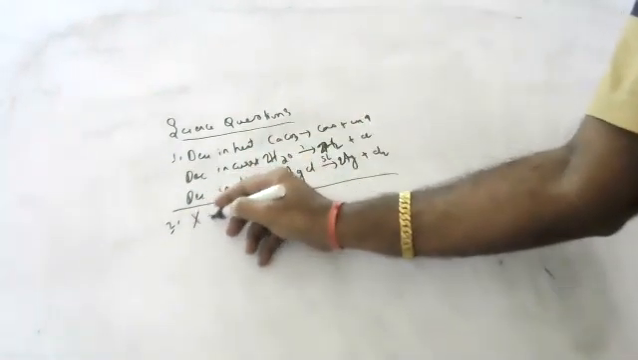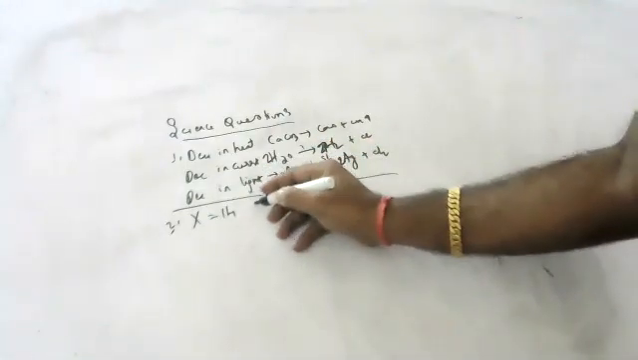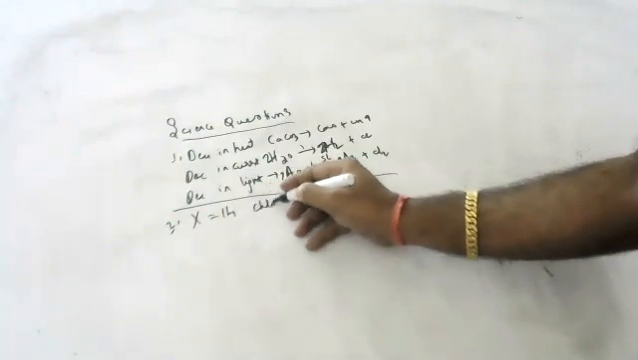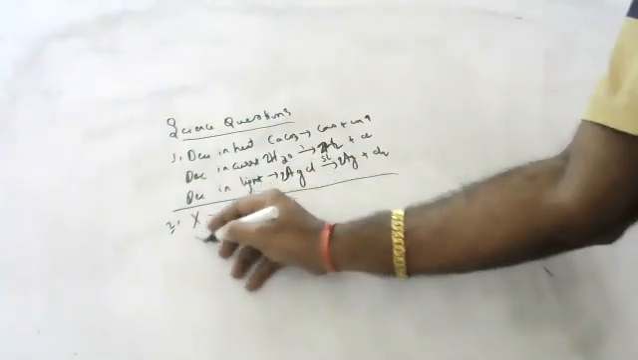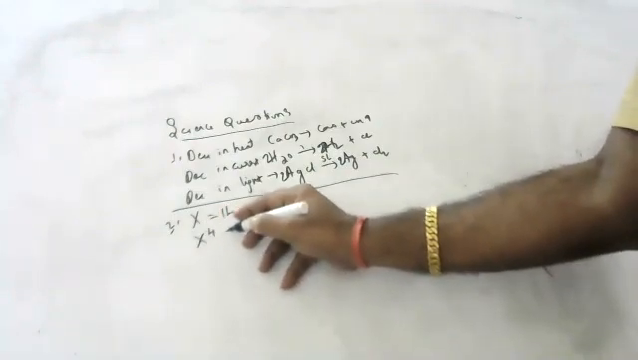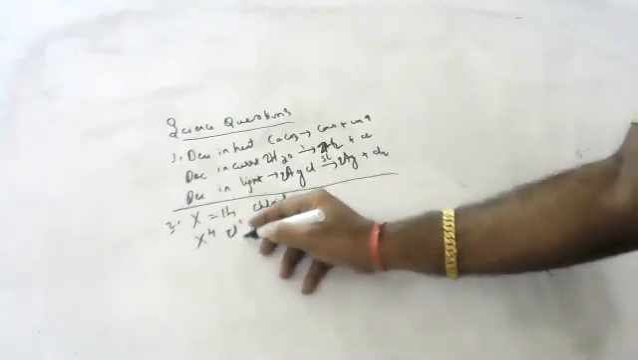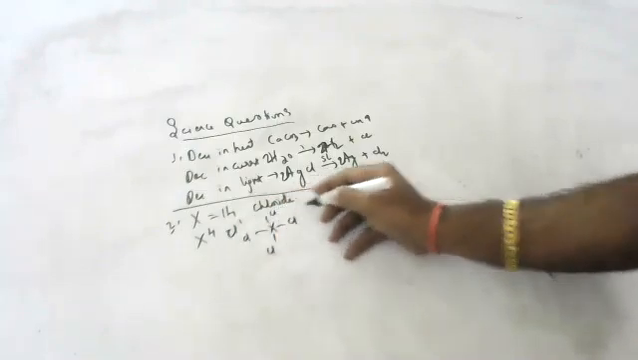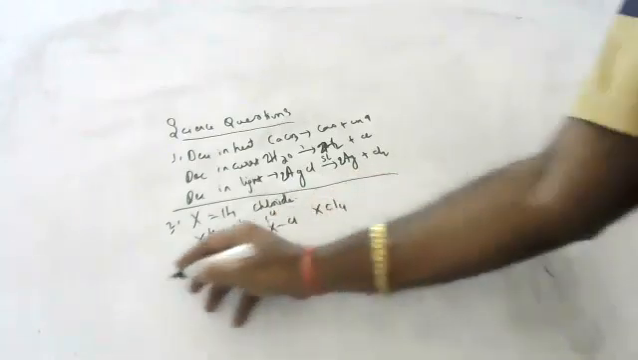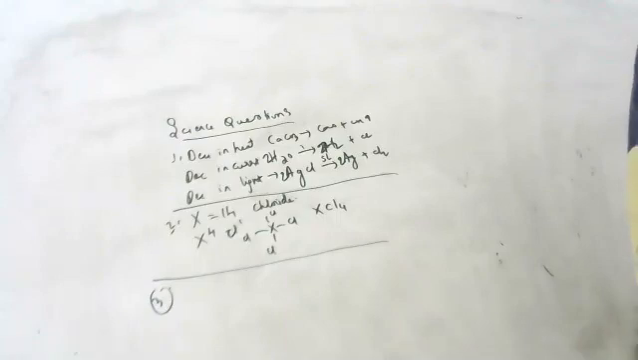If an element X is placed in group 14, what will be the formula and nature of bonding of its chloride? X has valency 4, children, so it will form 4 bonds with chlorine. Chlorine has valency 1, so X will form 4 bonds with chlorine, and you will get the formula XCl4. It will form XCl4 with chlorine.